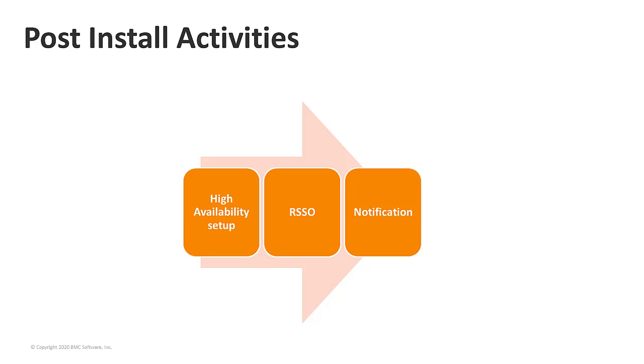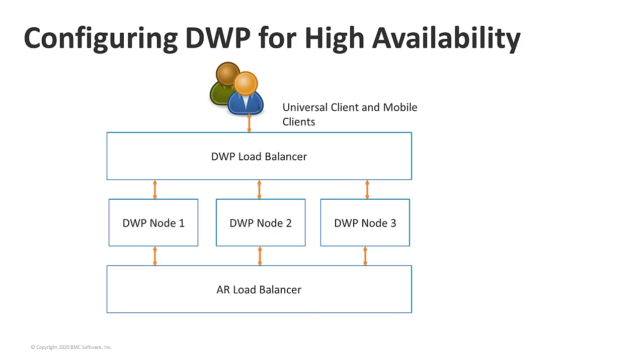I've broken all these post activities into 3 blocks. The first item is availability, the second one is the RSSO configuration, and the third one is setting up notification. Let us quickly review these post-install activities in the upcoming slides. I'm talking in this slide in the context of having added additional hardware for DWP nodes when setting up high availability. If you are coming from an existing high availability setup where you have more than one node, some of the instructions are still applicable.